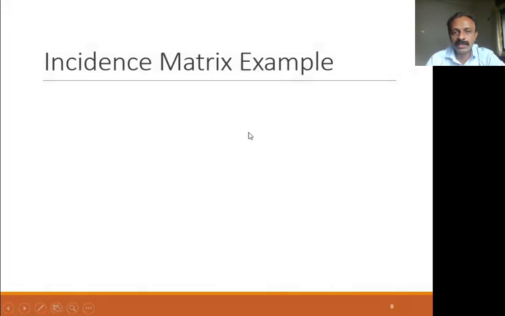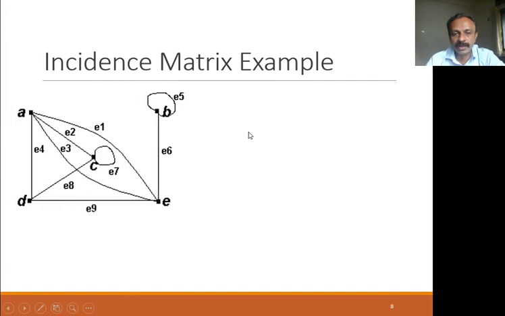For example, the incidence matrix of a graph. Suppose this is a graph. Now how to find its incidence matrix? The rows contain vertices and the columns contain edges.